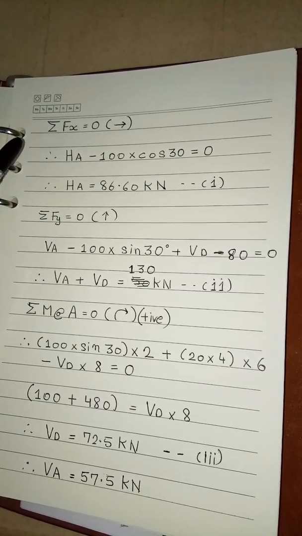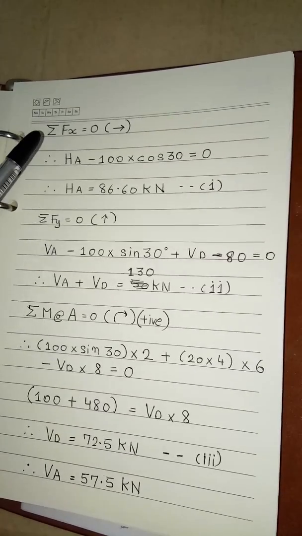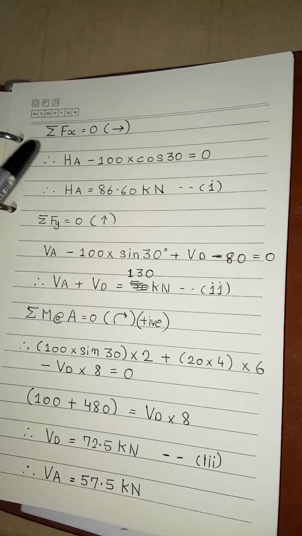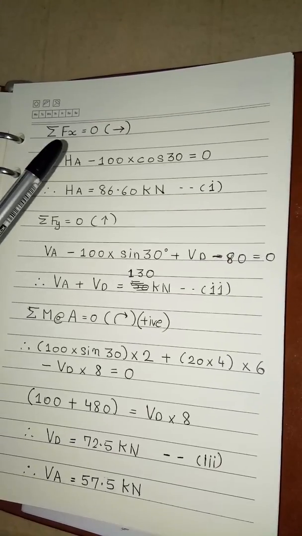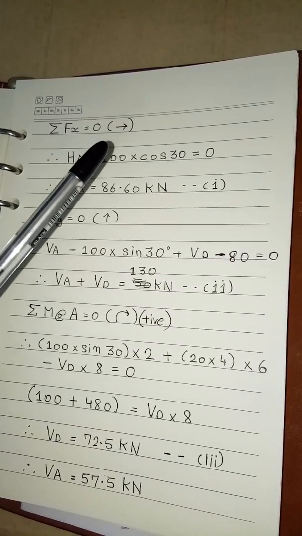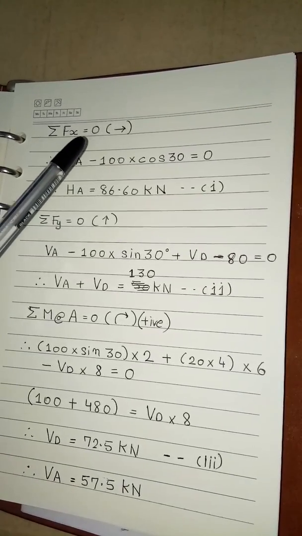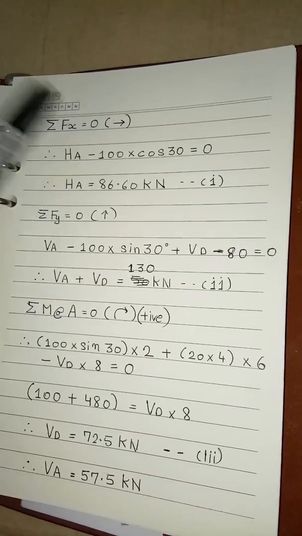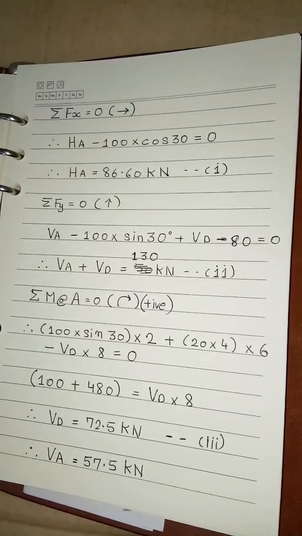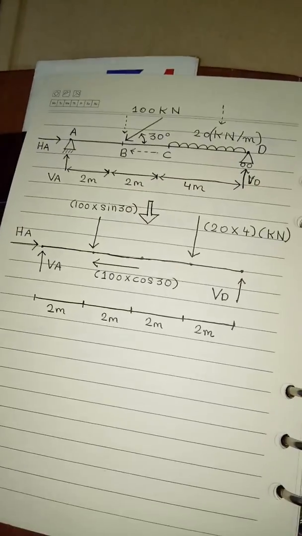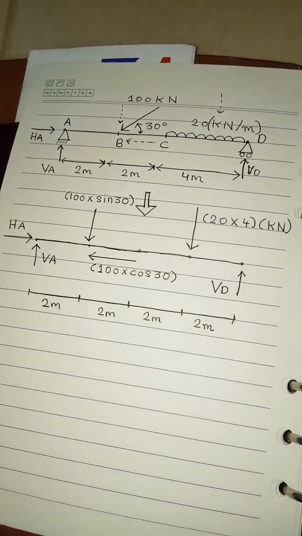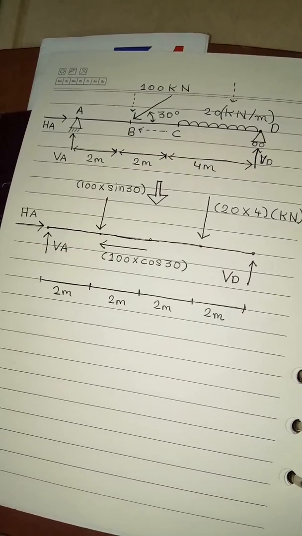So going by the first condition, it says summation Fx is equal to 0, which means summation of all the horizontal forces acting on the beam is equal to 0. Here I have assumed the left to right direction as positive. Now coming back to the diagram, you can see in this condition I'll focus on the horizontal forces acting on the body.